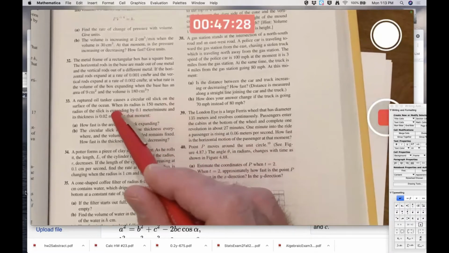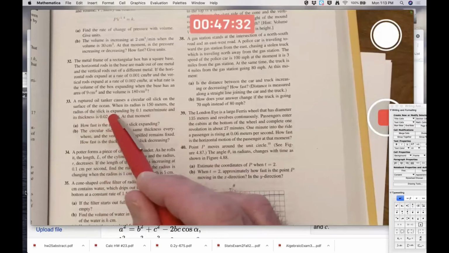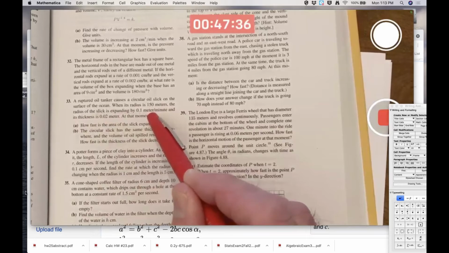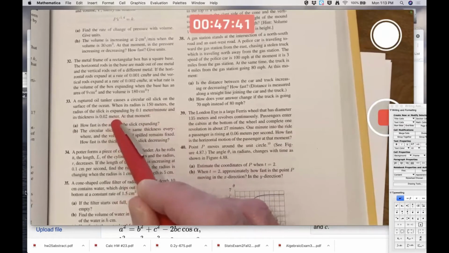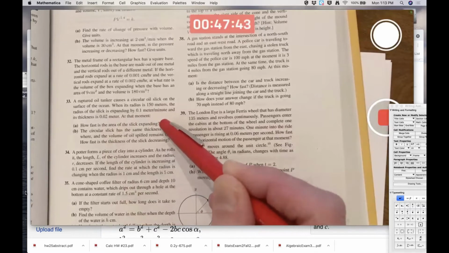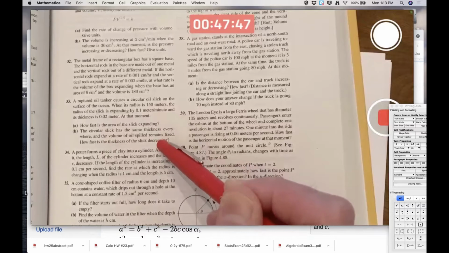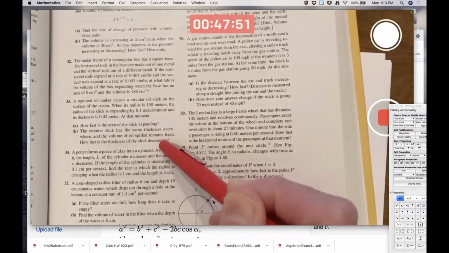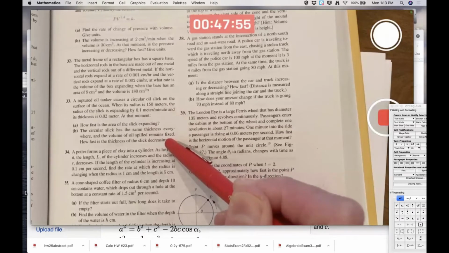And it's expanding. When the radius is 150 meters, the radius is expanding at a rate of 0.1 meters per minute. And its thickness is 0.02 meters. Questions are, A, how fast is the area of the slick expanding? And B, the circular slick has the same thickness everywhere and the volume remains fixed. How fast is the thickness changing? In this case, decreasing.